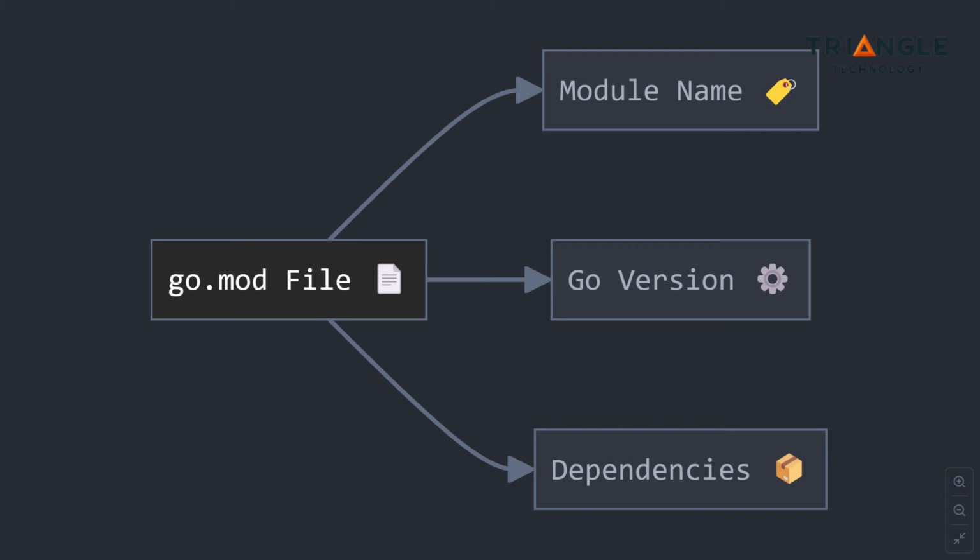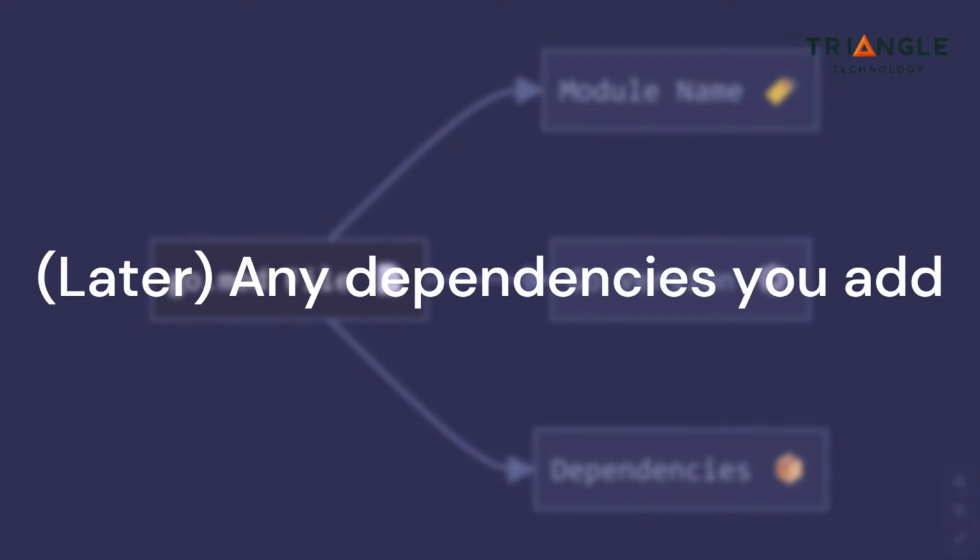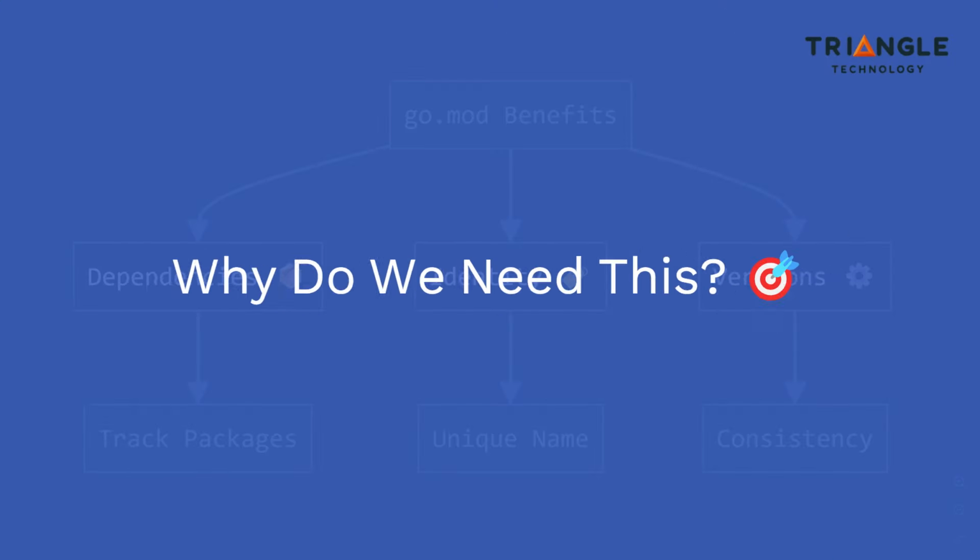This is like your project's ID card, containing module name, Go version, and later, any dependencies you add. Why do we need this?